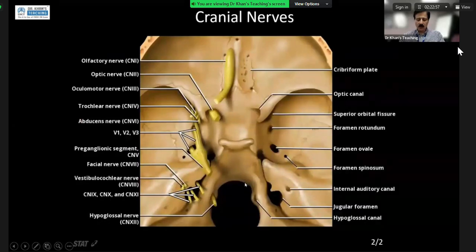So these are the nerves. Now, repetition of the foramina. This is the olfactory, this is the optic. Look here, superior orbital fissure: third nerve, fourth nerve, sixth nerve, and V1. Then this is the foramen rotundum, through which V2 passes. This is the foramen ovale, and V3 passes through that. Here are the 7th and 8th, then 9th, 10th, 11th through the jugular foramen, and this one is the 12th nerve, which passes through the hypoglossal canal.